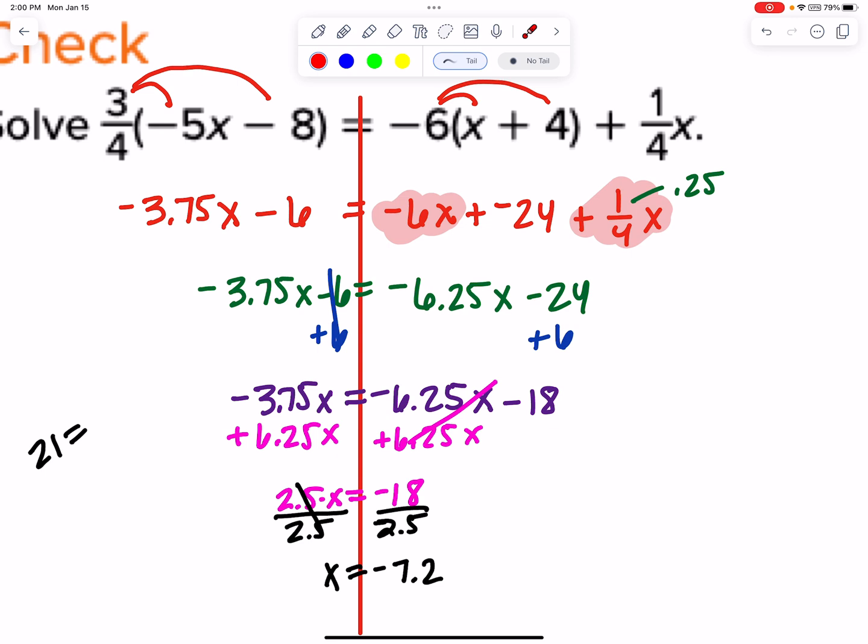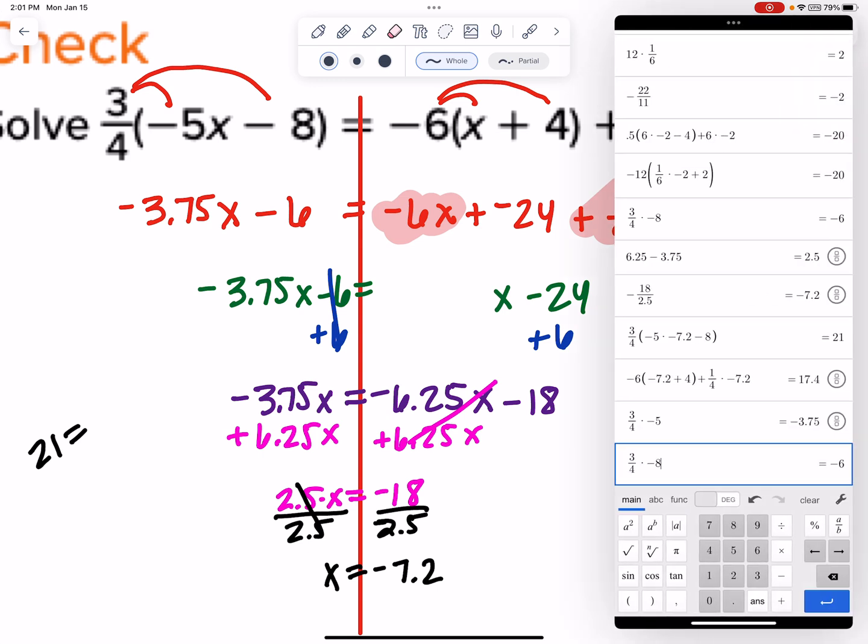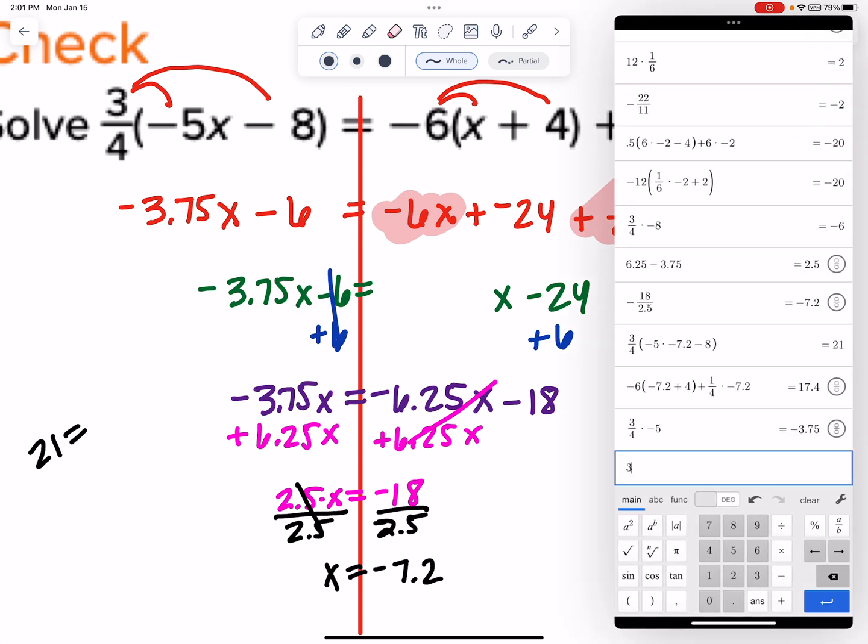-6x, -24, so I'm good with that, plus 1/4 x, and 1/4 is 0.25, so we're good with that. I combine like terms, so -6 and 1/4. There we go. That's my problem right there. I have a -6x and a positive 1/4. So this is where my problem is, right here. Okay, different sign, subtract. So did you catch that when we went through it?